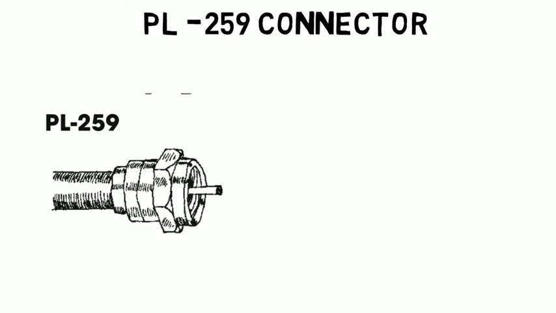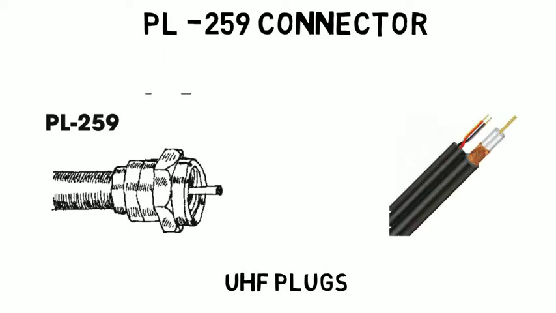11th on our list is the PL259 connector. They are often referred to as ultra high frequency plugs or UHF plugs. They are used with RG59U coaxial cable. Such connectors may be threaded or friction tied together. They are basically designed for radio frequency applications.